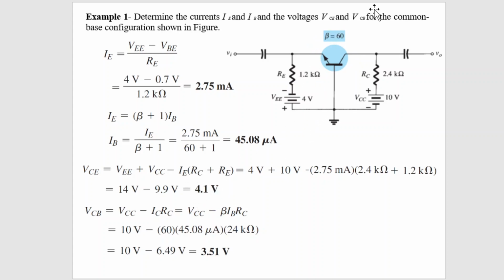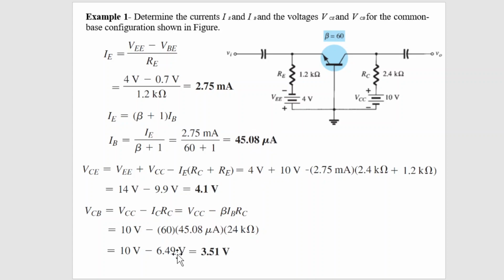Now let us try to calculate the collector base voltage. The collector base voltage will be equal to VCC, this power supply, minus the voltage drop across this resistance, that is VCC minus IC into RC. And we know that this can be written as VCC minus beta into IB into RC. We know the relation IC is equal to beta into IB, and IB we have determined here.